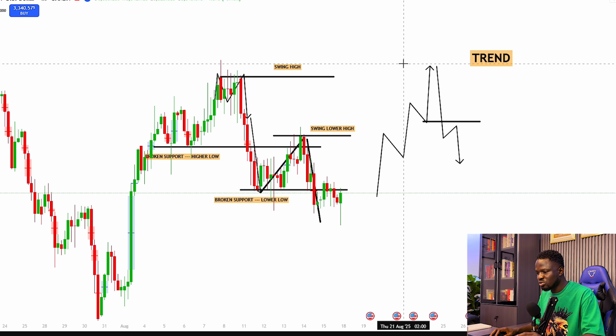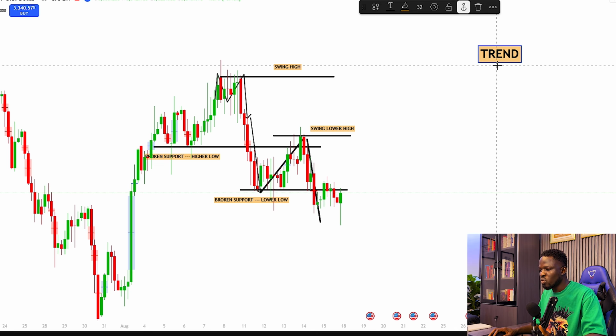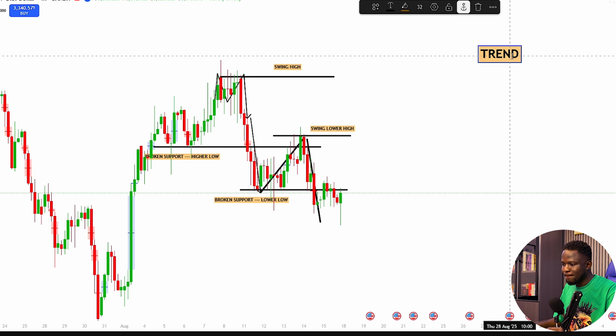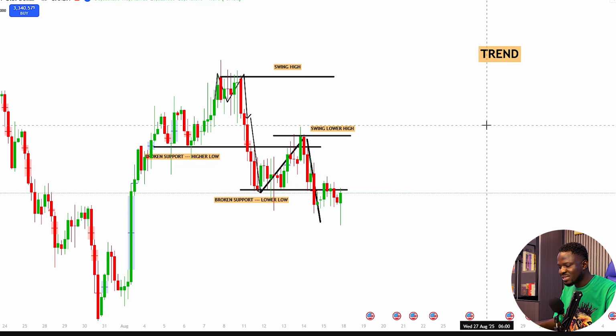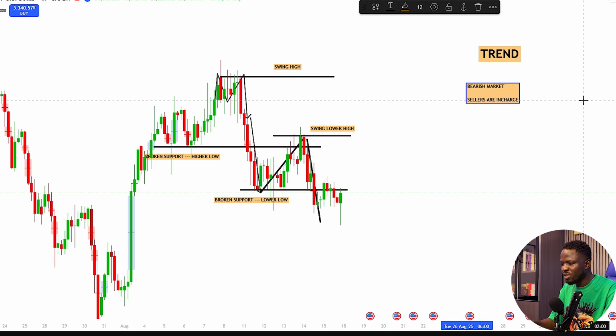So we've been able to solve the first problem, which is to identify the trend. We are using gold markets for this analysis, and the answer to the question is bearish market, right? This is a bearish market. That shows that sellers are in charge of the market.